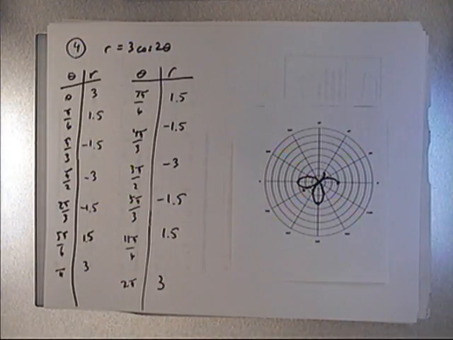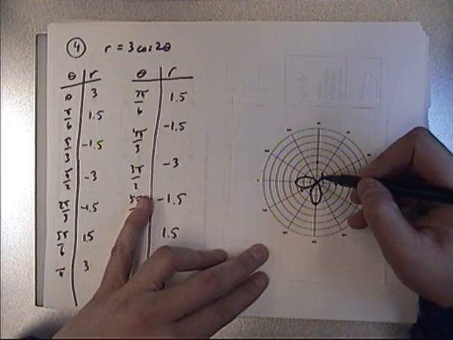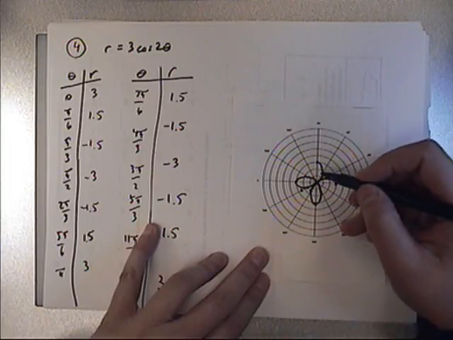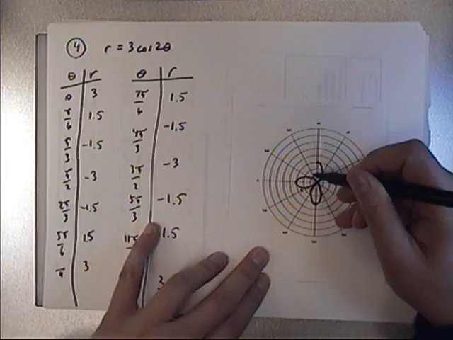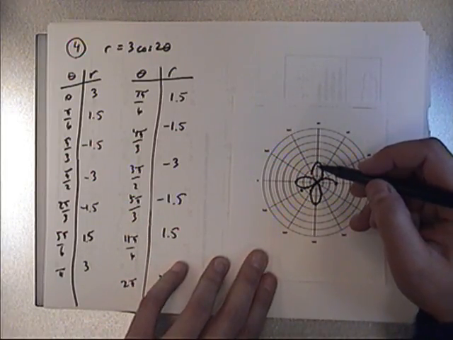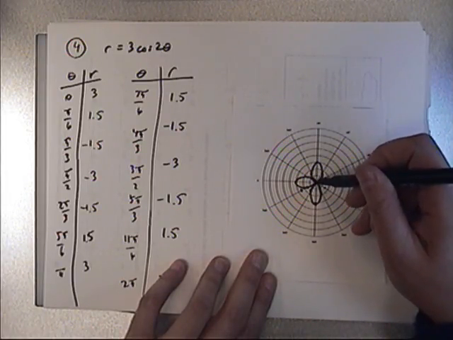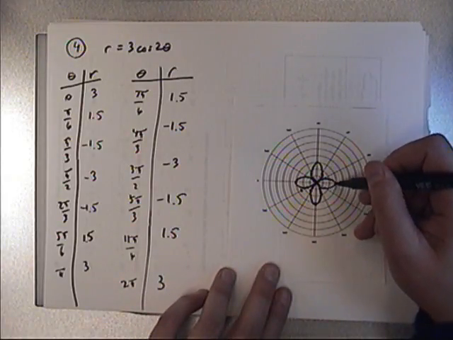Just a reminder, go up here for 3 pi over 2 is negative 3, so that'll be up here. This is 3 pi over 2, so we flip it across. And then 5 pi over 3 would be negative 1.5. So again, this is 5 pi over 3, so we flip it across, 1.5. And then finally, 1.5 at 11 pi over 6 would put me here. So I'm going through the origin, whoops, and then over here, and then back to there.